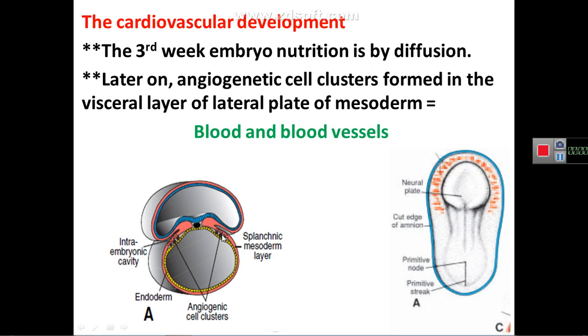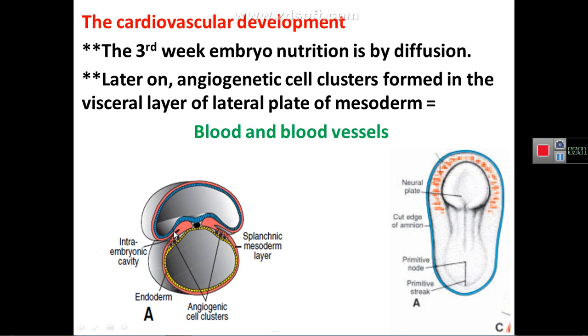Therefore, the visceral layer of the lateral plate of mesoderm, I think everybody knows that visceral layer. In general embryology, the mesoderm on the side of the midline is called paraxial mesoderm, which will form the somites. More lateral to the paraxial mesoderm is the intermediate mesoderm that forms the kidney system.